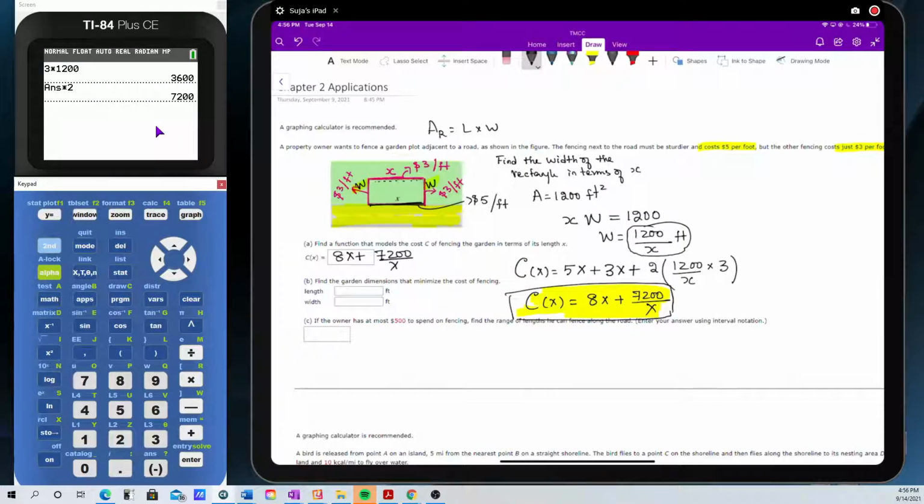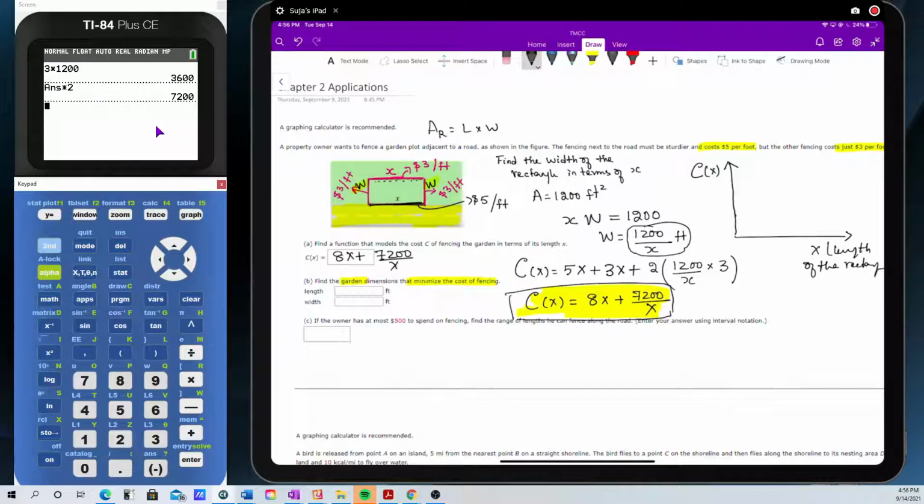Now to part B: find the garden's dimensions that minimize the cost of fencing. So when you have these problems, which you will be seeing over and over again in the word problem section, you take the cost function that you created, which is C of x is 8x plus 7200 over x, and graph it. And I think we already talked about this. The dependent variable is the cost along the y-axis. Independent variable is x, which in this case is the length of the rectangle.